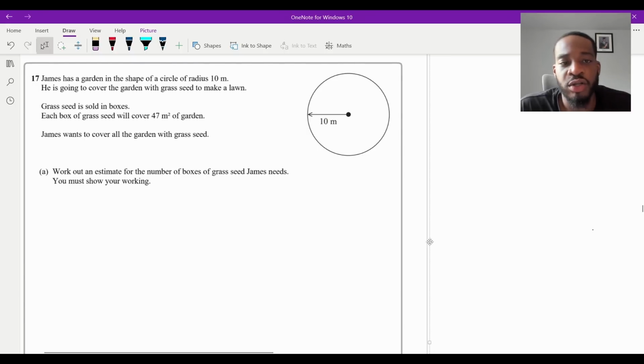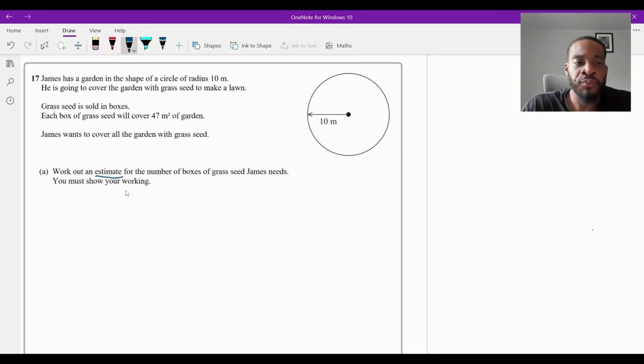James wants to cover all the garden with grass seed. Work out an estimate for the number of boxes of grass seed James needs. You must show your work, and this is a 4 marker. So with this one, it's a non-calculator paper, right? There's a keyword here, estimate. We don't want to actually use these values here.